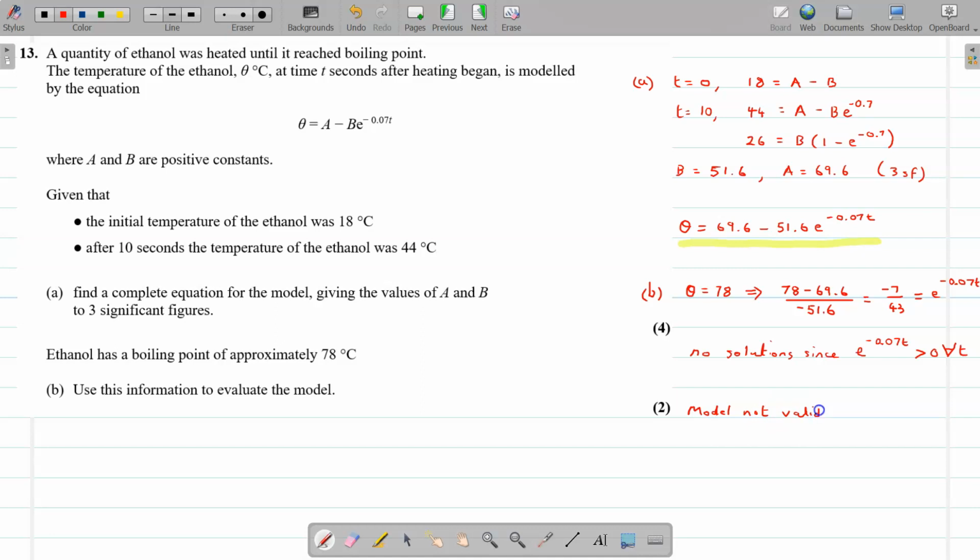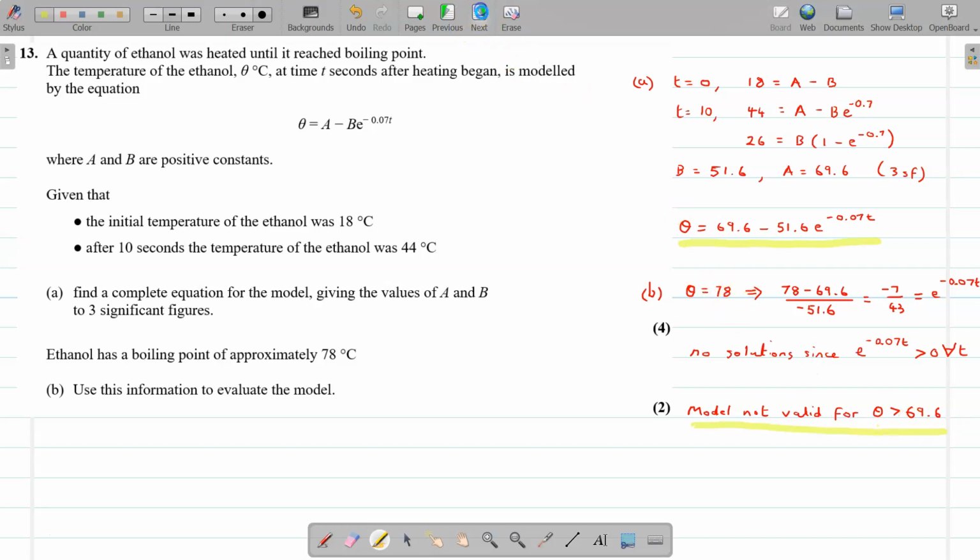Model not valid for theta that is greater than 69.6, because of that negative result that's going to happen. And that is the conclusion I would make for question B.